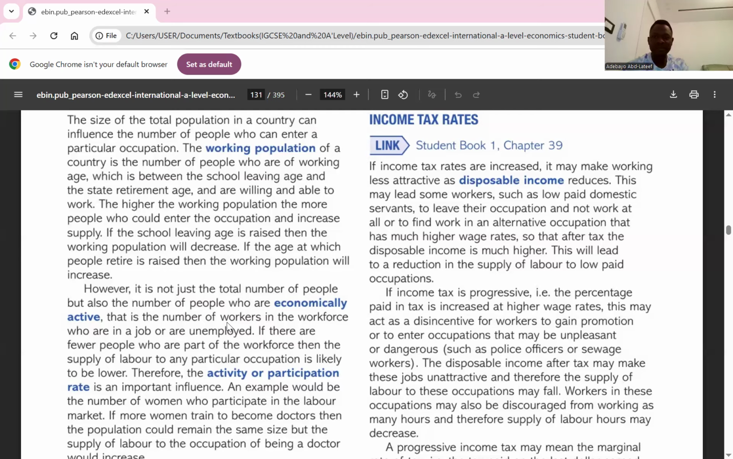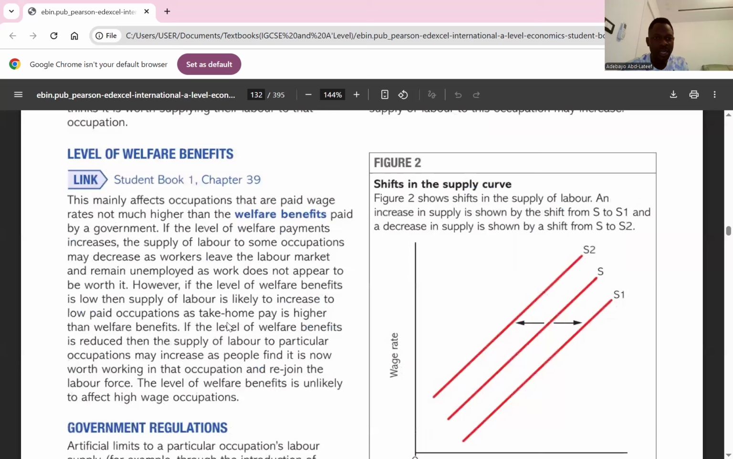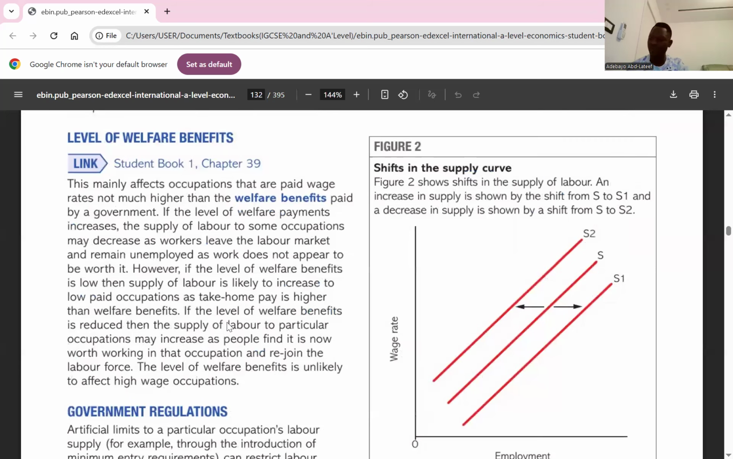So the next factor that could shift the supply curve of labor to the right or left is level of welfare benefits. So these mainly affect occupations whose wage rates are not much higher than welfare benefits paid by government. So if the level of welfare payments increases, the supply of labor of some occupations may decrease as workers leave the labor market and remain unemployed, as work doesn't appear to be worth it or appealing.